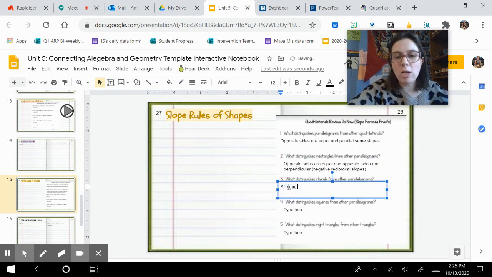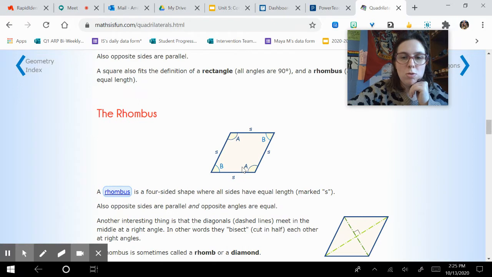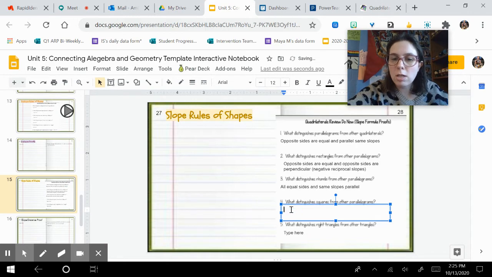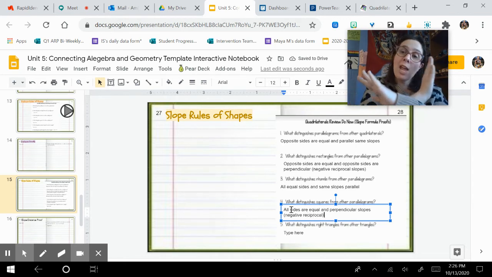Rhombi have all equal sides and the same slopes, so that means they're parallel. And then squares: all sides are equal and have perpendicular slopes. So negative reciprocal. That means again that they cross at a 90-degree angle for a square in all four angles, so they have to have negative reciprocal.